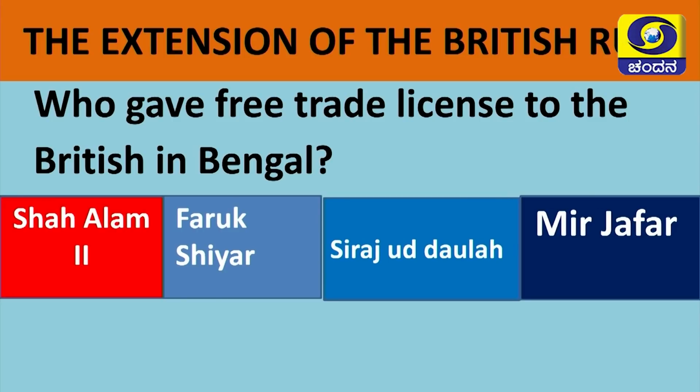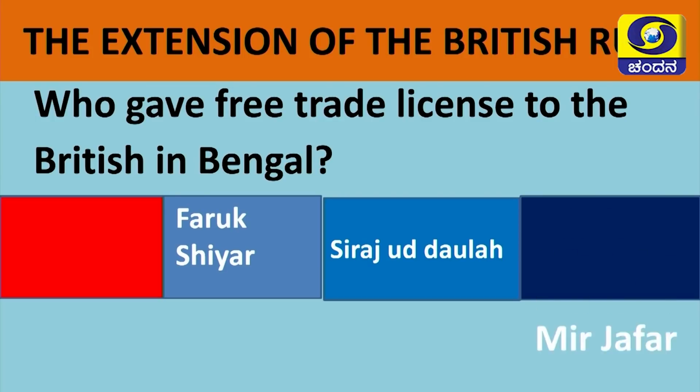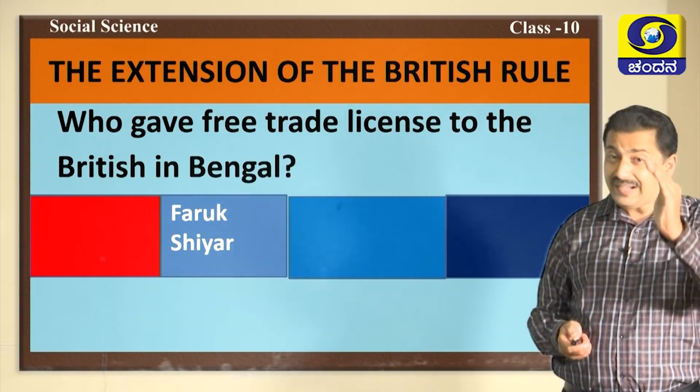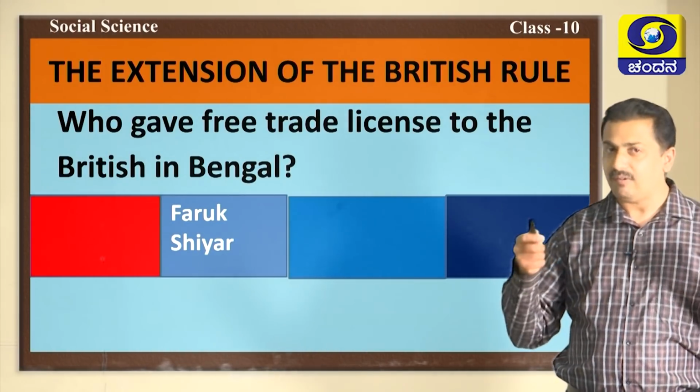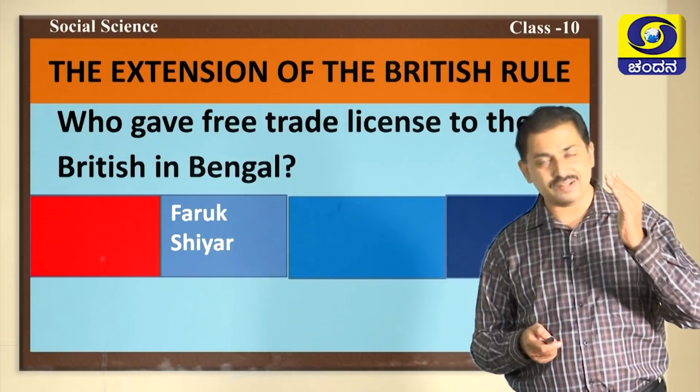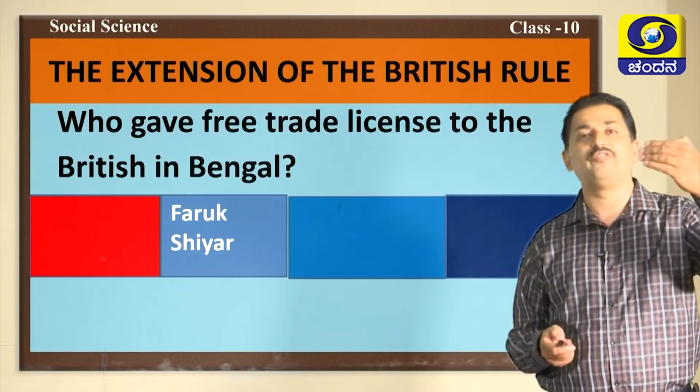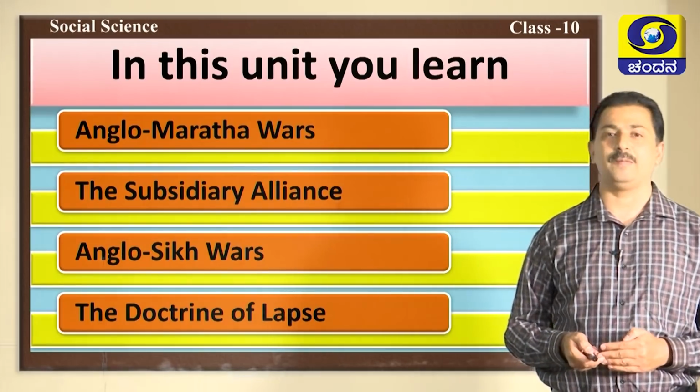Let us see. The correct answer: Shah Alam II was not the person, he was the Mughal emperor, right? He did not give free trade license to the British. Then who else? Is it Mir Zafar? No, he was the Nawab of Bengal. Then Siraj-ud-Dawla was also Nawab of Bengal. Then the correct answer is Farooq Shiar. Farooq Shiar gave free trade license to the British in Bengal. Dear students, you have answered perfectly. Your answer is correct. It was Farooq Shiar who gave free trade license to British in Bengal.